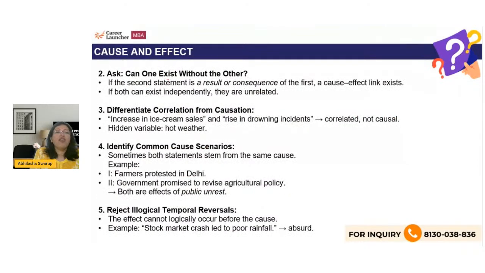Then check if one can exist without the other. If the second statement is a result or consequence, then the cause-effect relationship exists. If both can exist independently, they are unrelated.